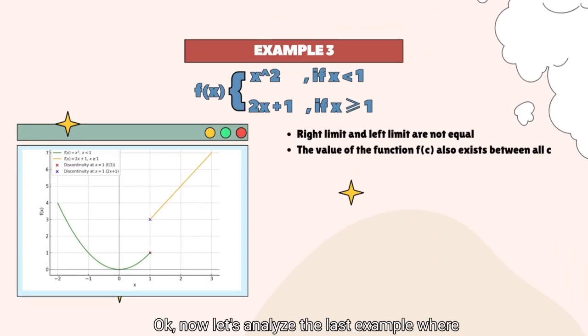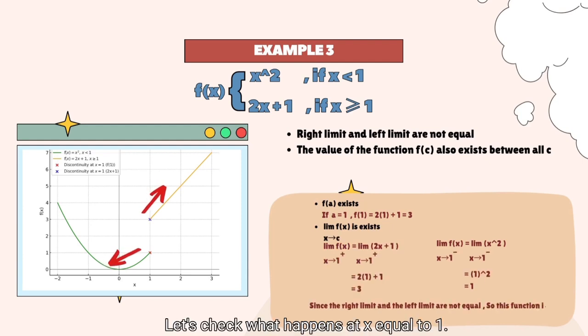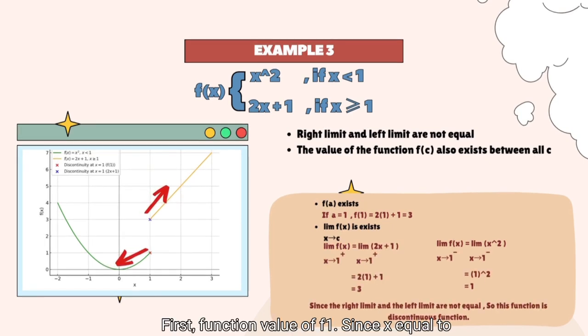Okay, now let's analyze the last example where the function is defined piecewise. f(x) equal to x squared for x less than 1, f(x) equal to 2x plus 1 for x more than or equal to 1. This example demonstrates a function that is not continuous at x equal to 1. Let's check what happens at x equal to 1. First, the function value f(1). Since x equal to 1 falls in f(x) equal to 2x plus 1, we calculate f(1) and we get the answer 3. So that means the function exists.